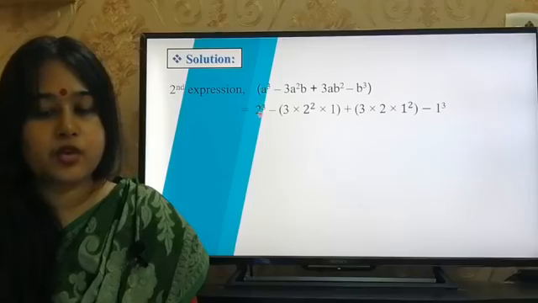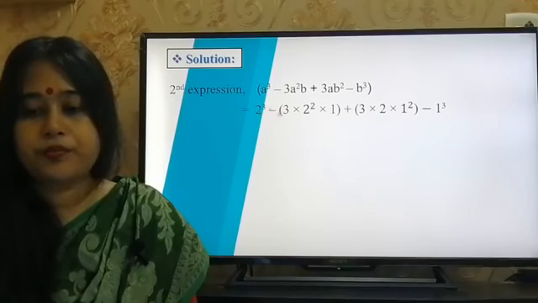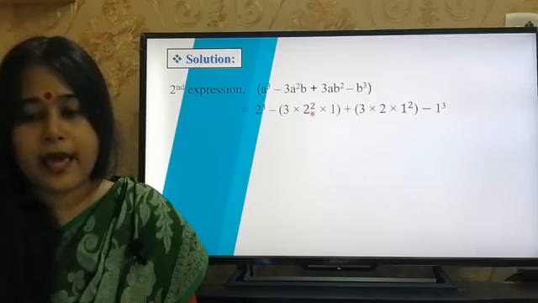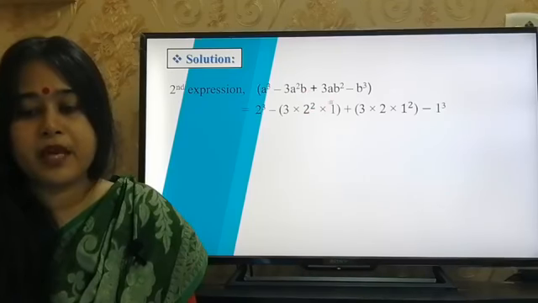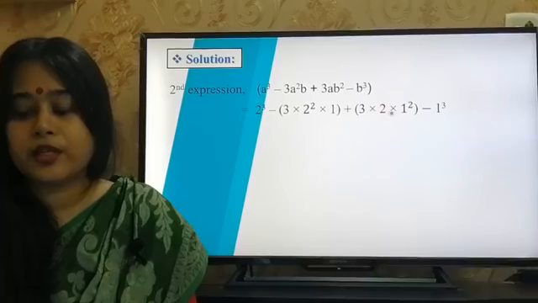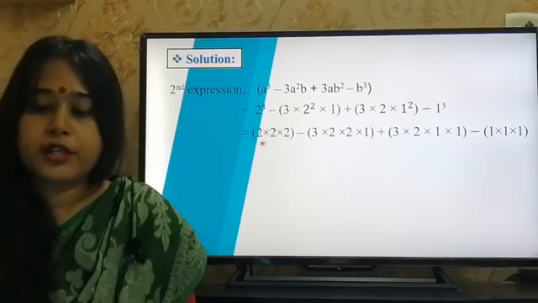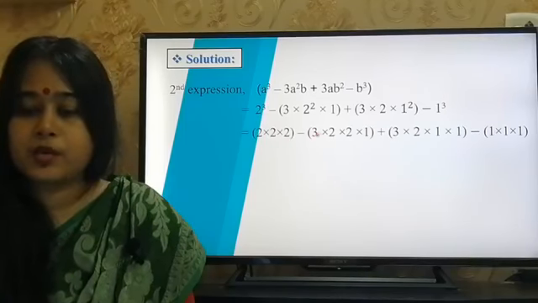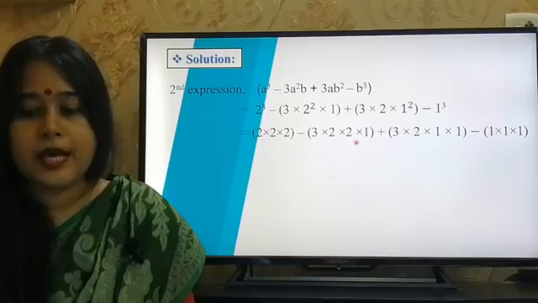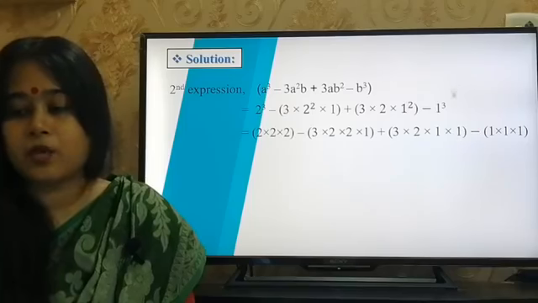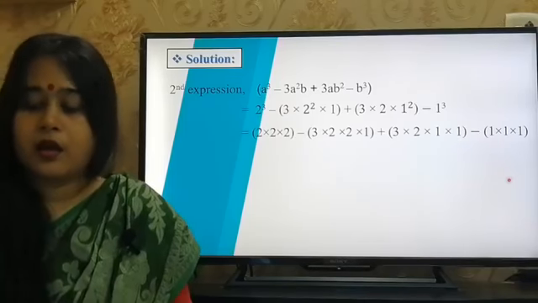And for the value of the second expression, now we are putting the value of a and b here. The value of a is 2, so we get 2 cube minus 3 into 2 square. This 2 is the value of a and this 1 is the value of b, plus 3 into 2 into 1 square minus 1 cube. This 1 is the value of b. 2 cube, we get 2 into 2 into 2, minus 3 into 2 square means 2 into 2 into 1, plus 3 into 2 into 1 square means 1 into 1, minus 1 cube means 1 into 1 into 1.